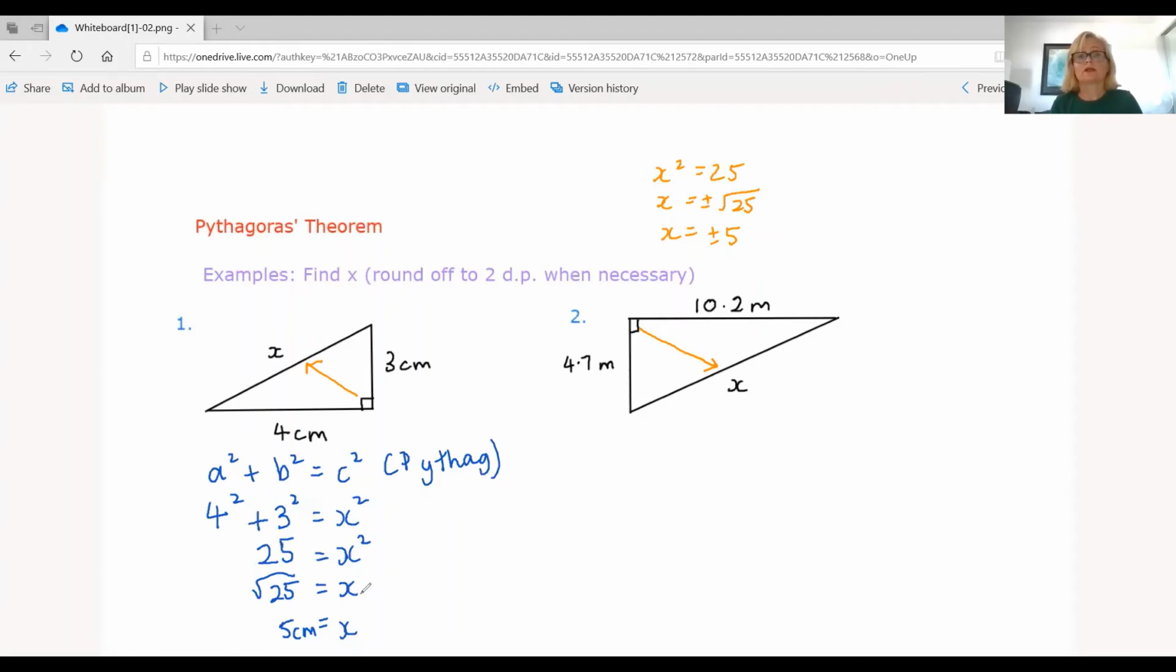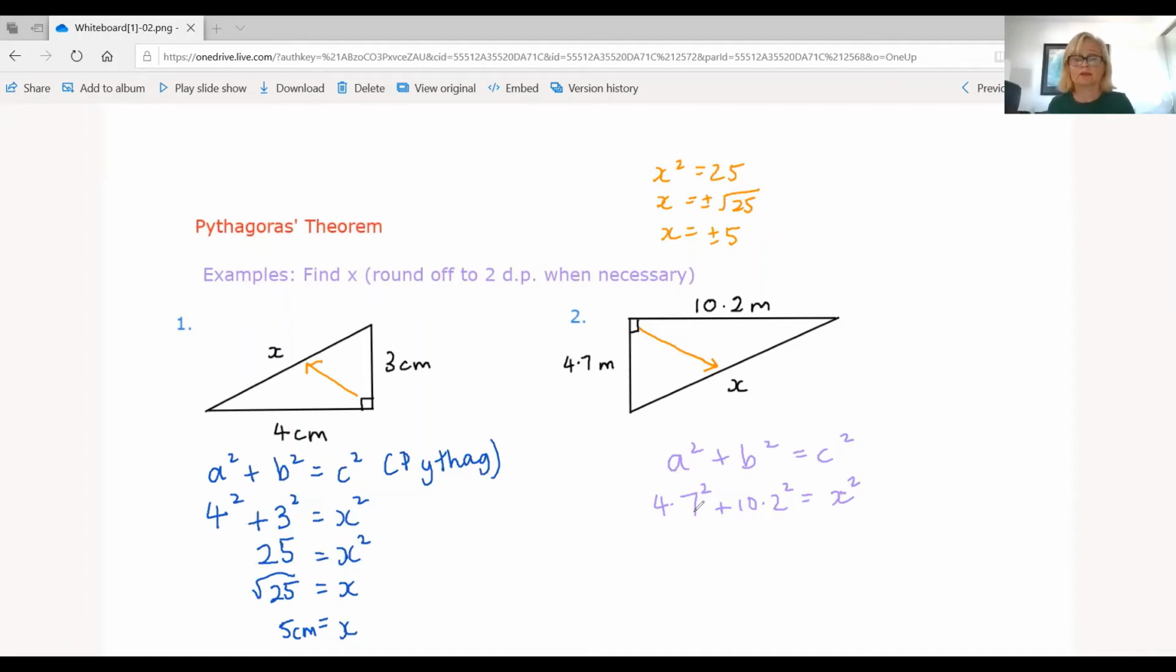All right, let's do another example. Same sort of thing. So again, we start with our formula. All right, again, it doesn't matter which one you call A and which one you call B. We're just subbing in. Now this is the point where I'd probably just plug that into my calculator.